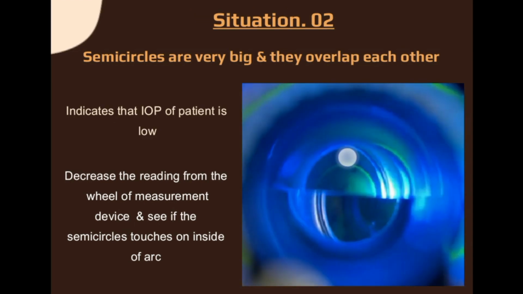Second condition is that your semicircles are very big. Over here you can see these are very big semicircles, right? And they overlap each other. You cannot see the second one because they have overlapped. So in this case you should know that IOP is less than what you have set onto the wheel. If you have set 20 on the wheel of the measuring device and you see an image like this, it means that the intraocular pressure is less than 20. So decrease the value from the measurement wheel and see whether these semicircles touch the inside corners or not.